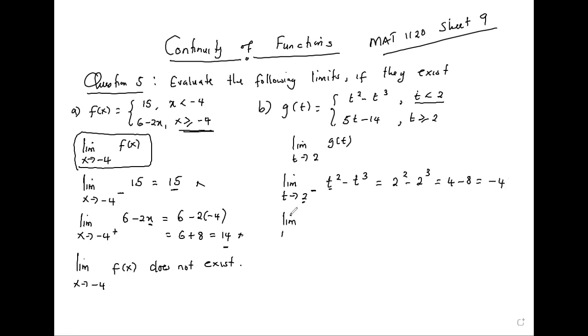We also pick the limit as t goes to 2 from right, so from right we pick when t is greater or equal to, which is 5t minus 14, which is 5 by 2 minus 14, which is 10 minus 14, which is negative 4. When the two side limits are equal, it's telling us that the limit as t goes to 2 of g of t is actually equal to negative 4. So it exists and it is equal to negative 4.